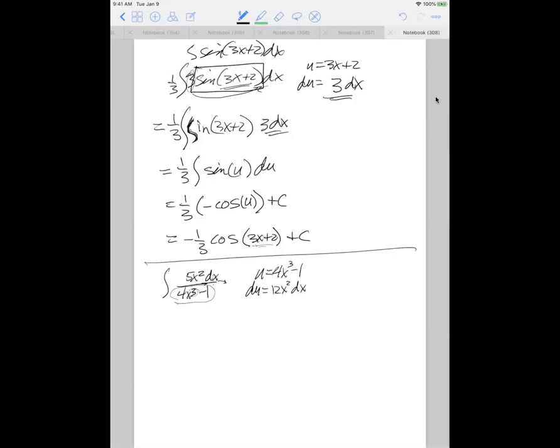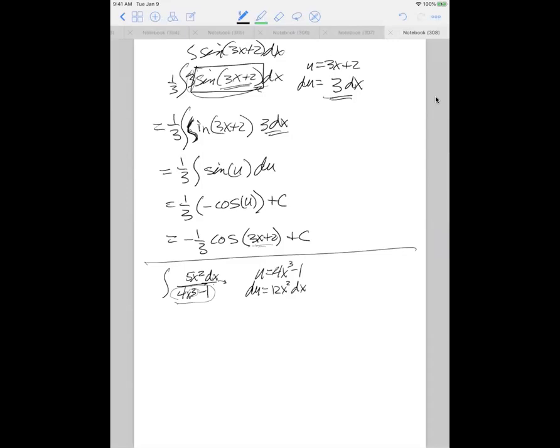I need 12x squared. U is on the bottom. Now stop and think about it. Remember, does that sound familiar? When the u is on the bottom, you take the derivative of something that's on the bottom. 1 over x, natural log. Okay, so this is going to be a natural log situation.